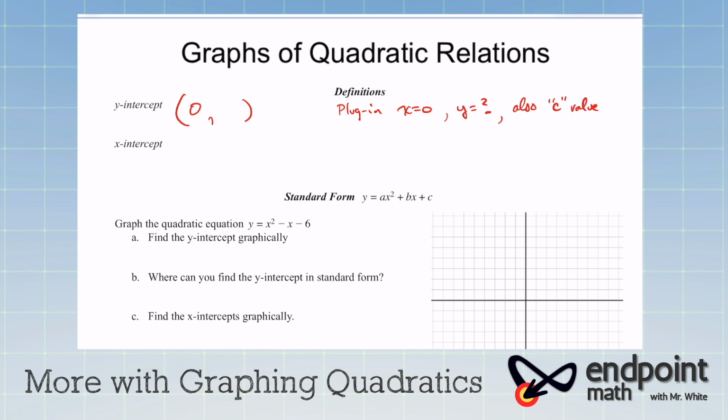Now, we haven't talked about x-intercepts. X-intercepts are going to be over something, up 0. So this is when y is 0. So how could we figure that out? Well, we're going to factor the function into factored form.